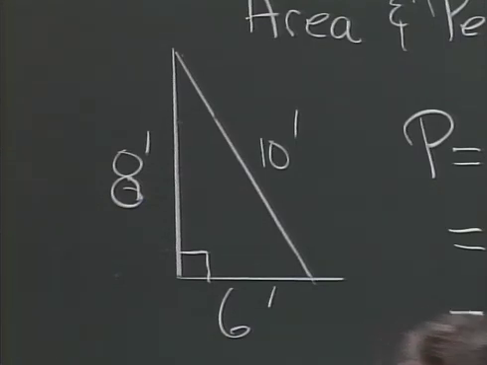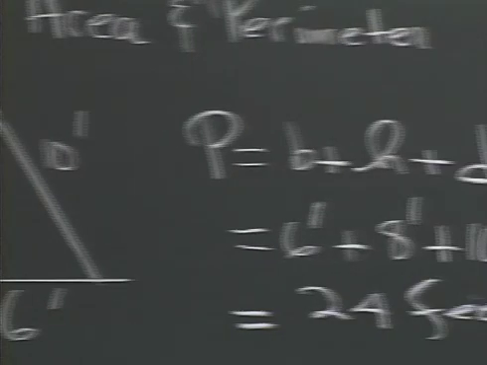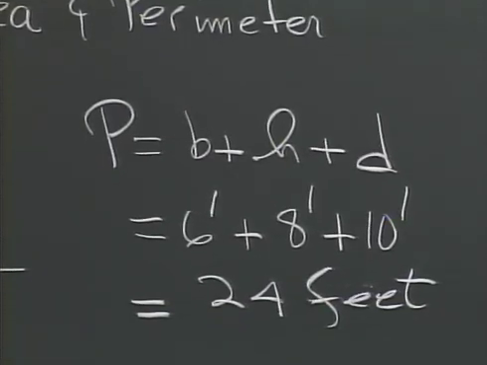So let's slide over just enough to pick up the perimeter up here. So we'll slide over just, there we go. That's what you should have written. Base plus height plus diagonal, 6 feet, 8 feet, 10 feet added together. You should have 24 feet.